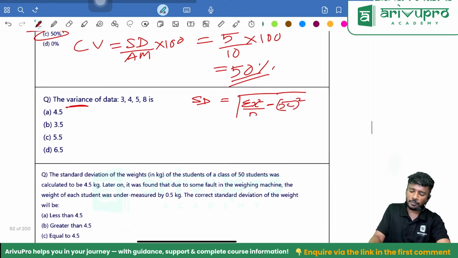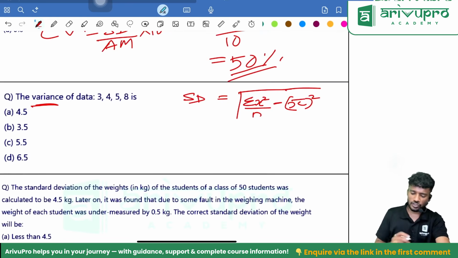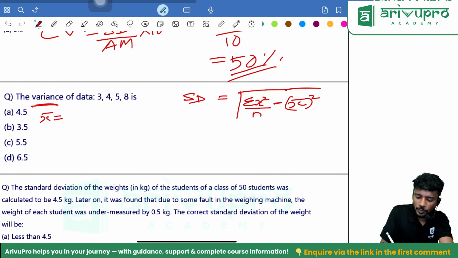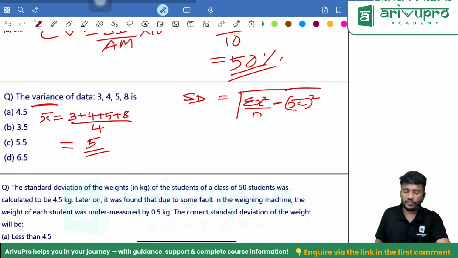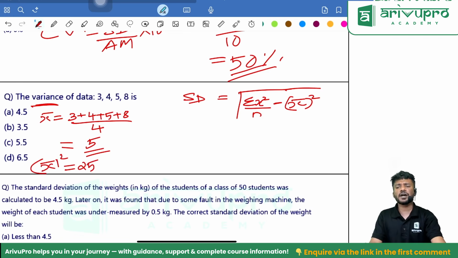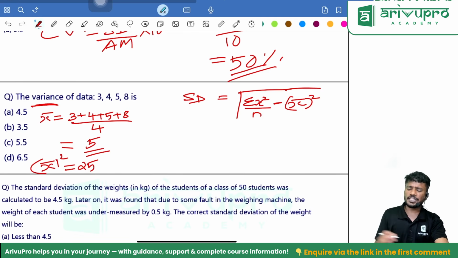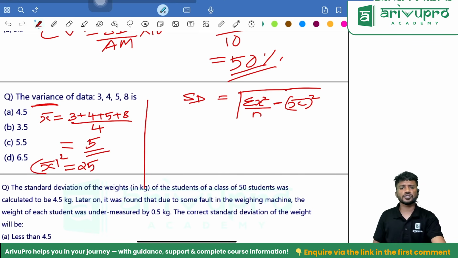Now get me the value of x bar first. That is the mean: 3 plus 4 plus 5 plus 8 divided by 4. The answer is 5. So x bar is equal to 5, and x bar square is equal to 25. Now we need to find sigma x square by n.